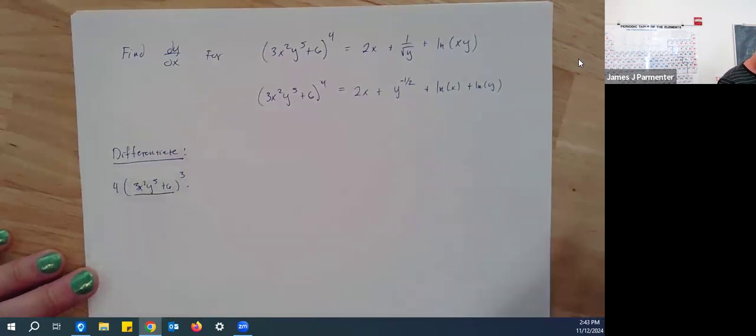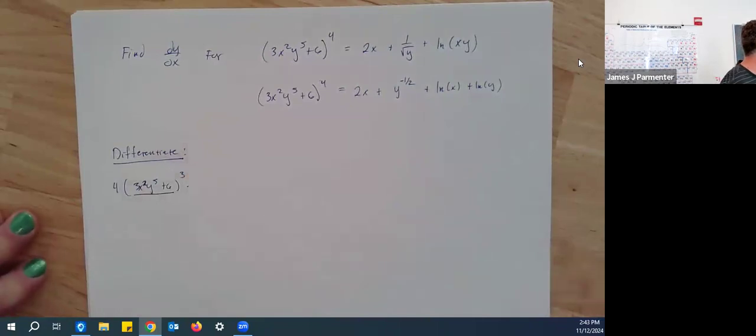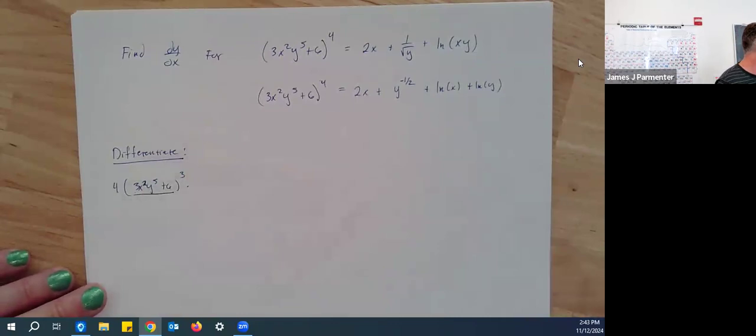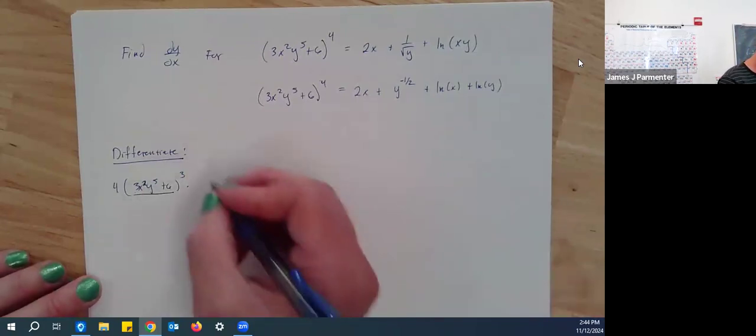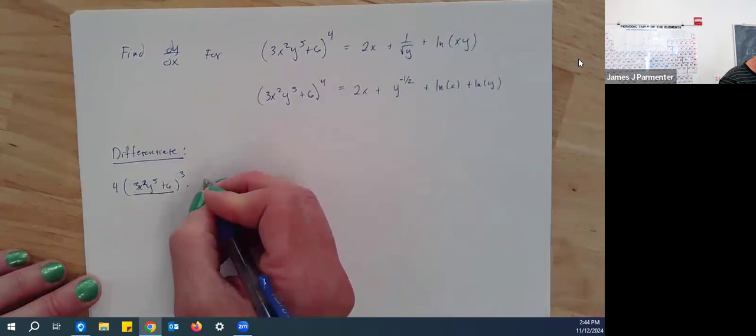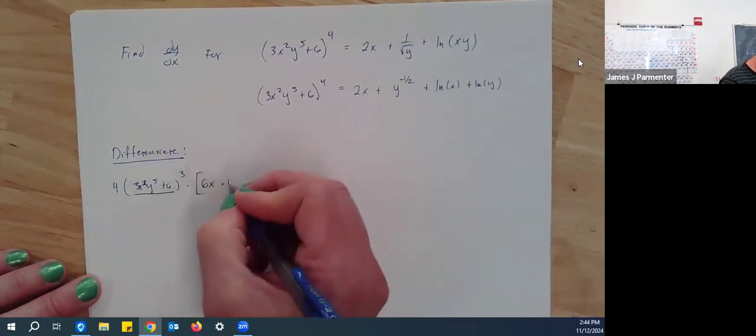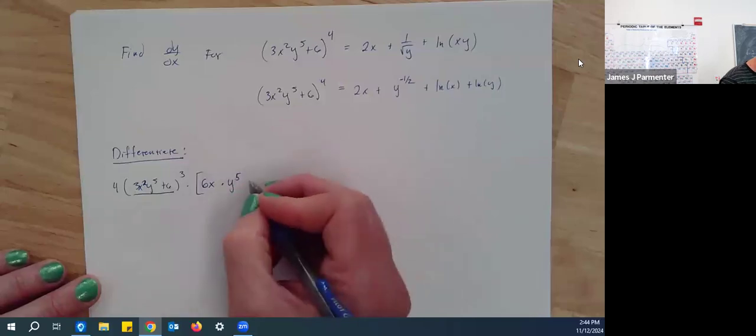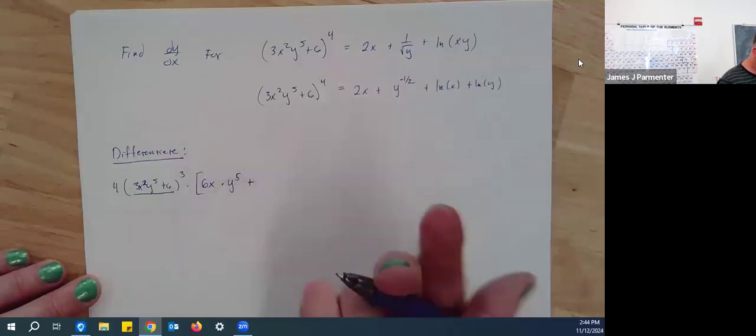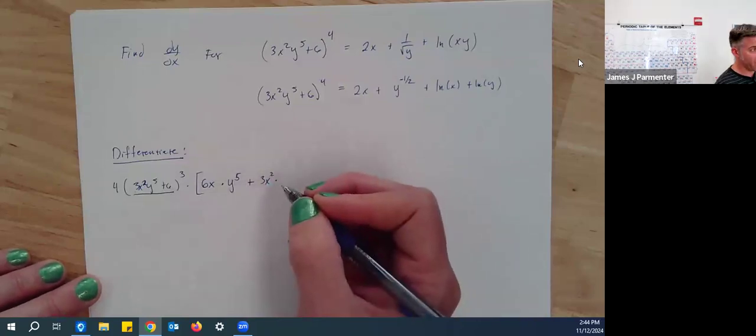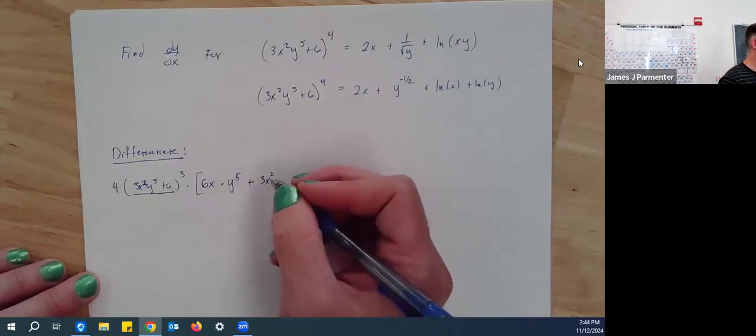Okay, the 6 is not going to be of consequence when we take the derivative, because the derivative of a constant on its own is 0. But the derivative of 3x squared times y to the 5th, we're going to have to use the product rule. So it's going to be the derivative of 3x squared, which is 6x, times y to the 5th left alone, plus, switch it up, leave the 3x squared alone, and then the derivative of y to the 5th, it's really some stuff to the 5th.